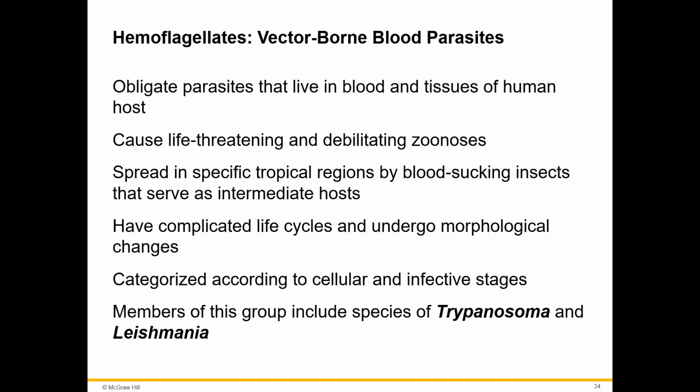These are spread in different types of tropical regions, usually by blood-sucking insects, and we'll get to that in more detail. And those insects serve as an intermediate host, but they will pass them on to their primary or their main host, and so we call those insects vectors, okay? And a lot of these hemoflagellates have really complicated life cycles.